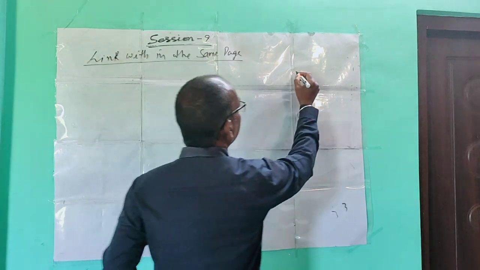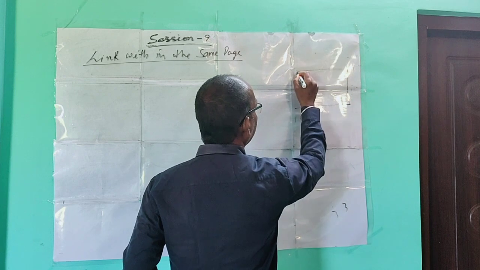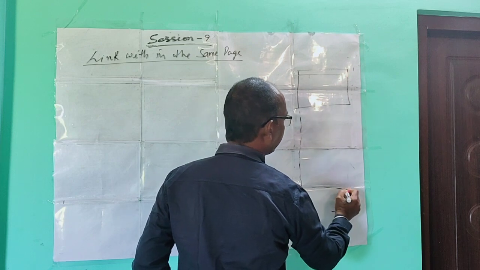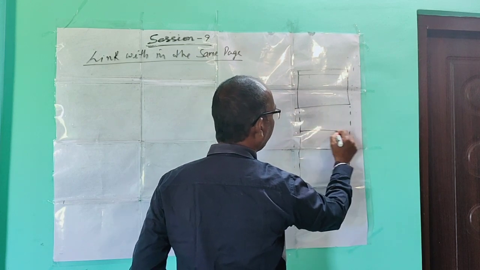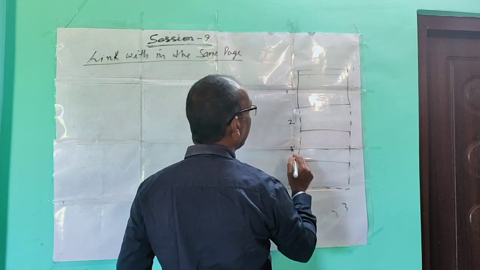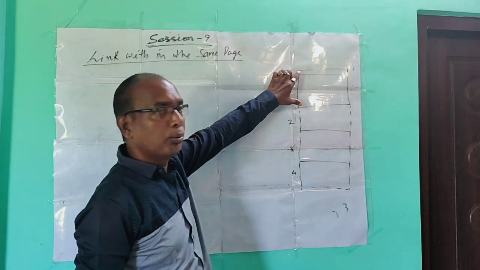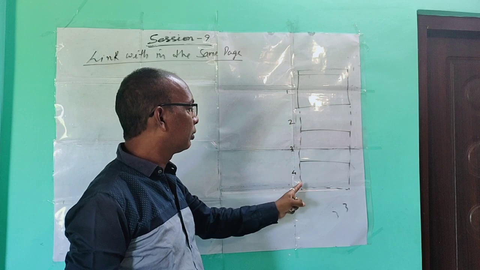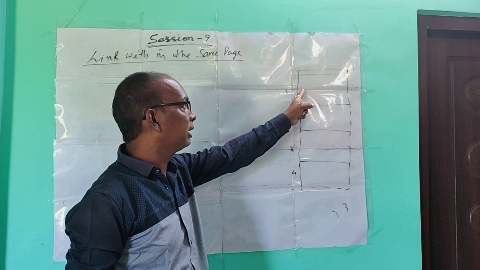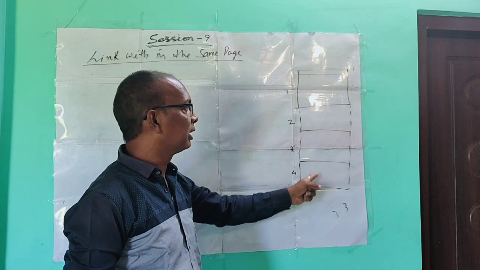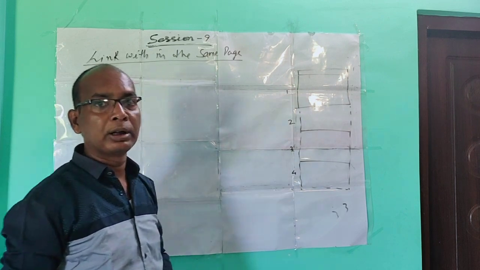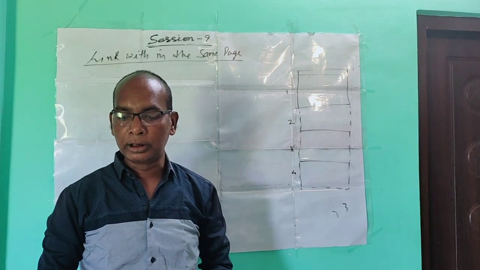Suppose this is your Windows screen. In the window, only this much part you can display, but the document is this much big. So there are 4 pages in this document: page number 1, 2, 3, and 4. At first, only page number 1 is displayed on your screen, and you want to go to page number 4. Either you can use the scroll bar, or you can use a link and jump directly from page 1 to page 4, or page 4 to page 2, or page 1 to page 3. To jump directly from one page to another in the same document, we use a link within the same page.